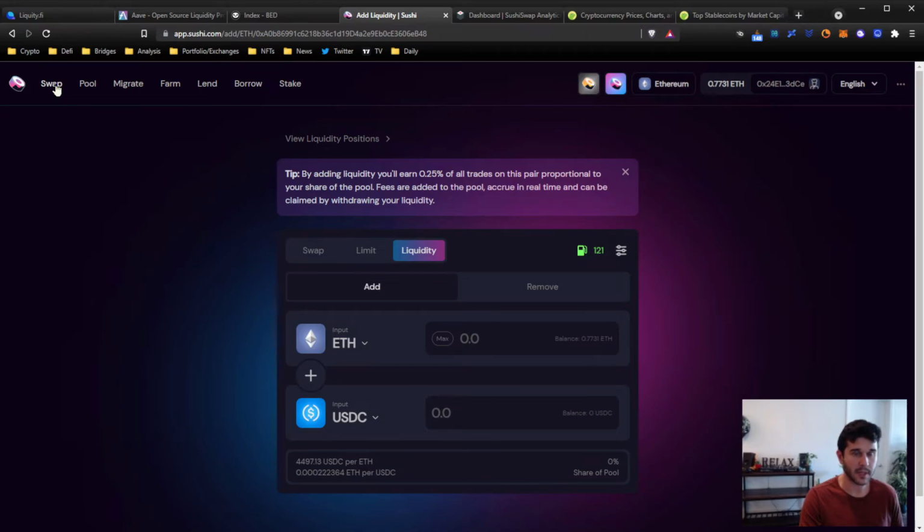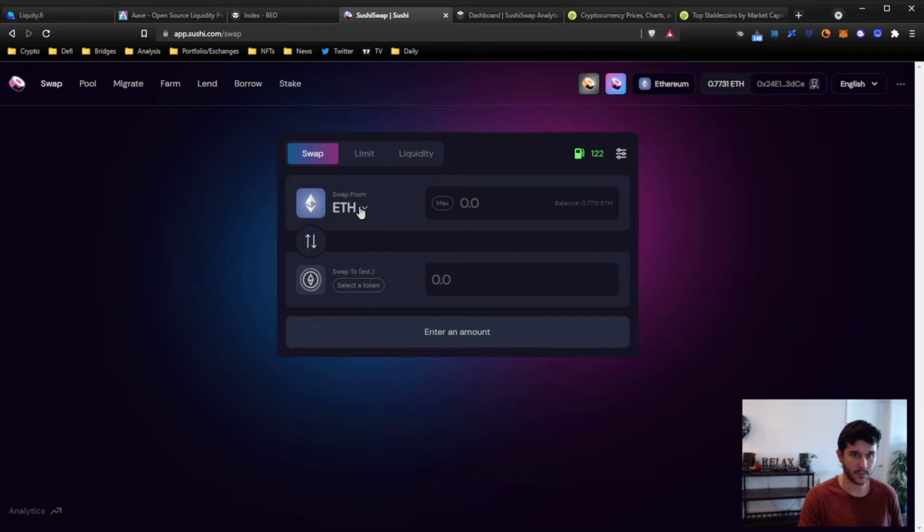Coinbase provides the liquidity. They take some of the fees. On Sushi or a DEX, the liquidity is actually provided by people like you and I. And because it's decentralized, all of the fees that the platform generates go to the individuals that are actually providing that liquidity.